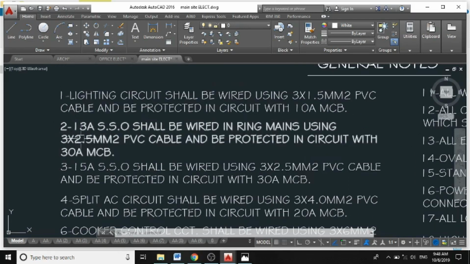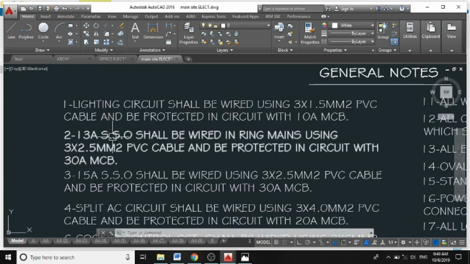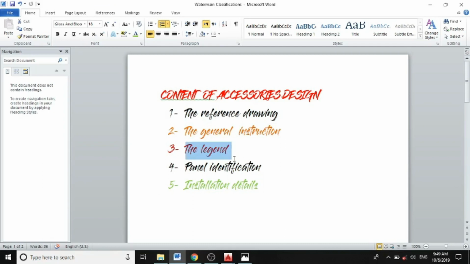This simply means the instructions I specified for electrical technicians to comply with is that I will be having a 30 ampere ring circuit, and the cables to be used shall be of 2.5 mm. The third one is the legend.